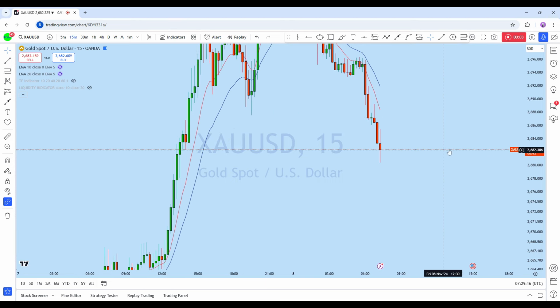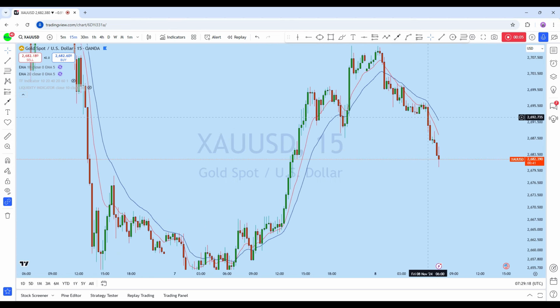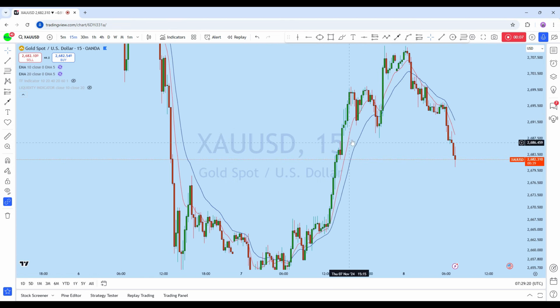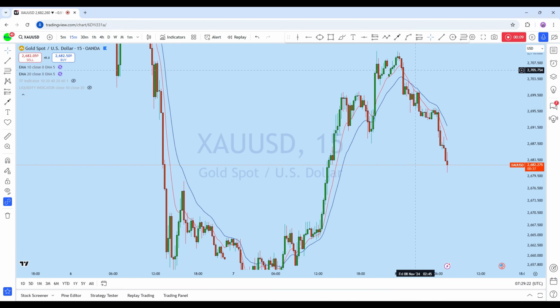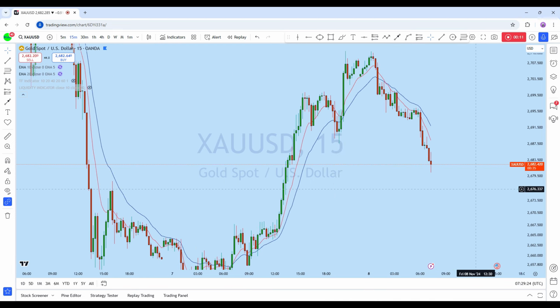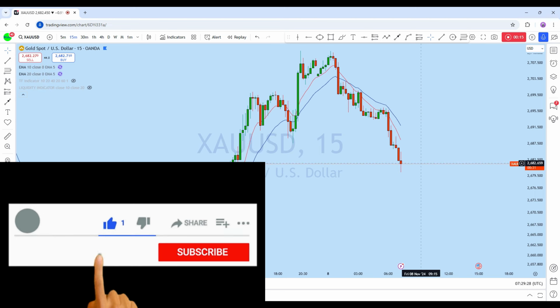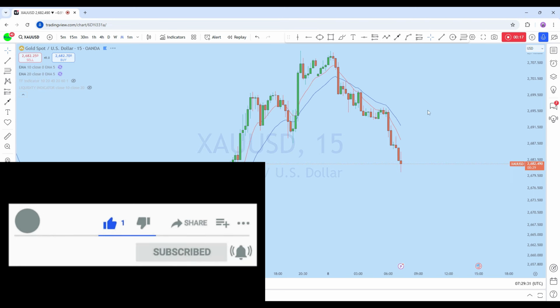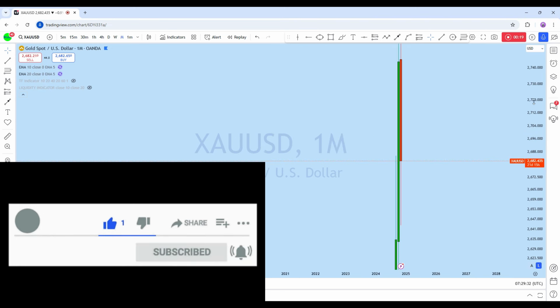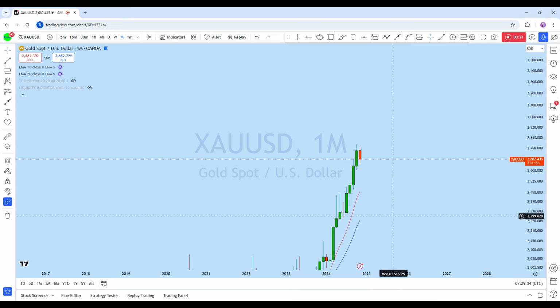So looking at XAUUSD after the FOMC, we can see that there was a breakout during that news and currently the market is again coming back to the baseline. Before we look at how we can trade on the lower time frame, let's quickly look at the highest time frame, the monthly chart, to see the overall picture in the market.